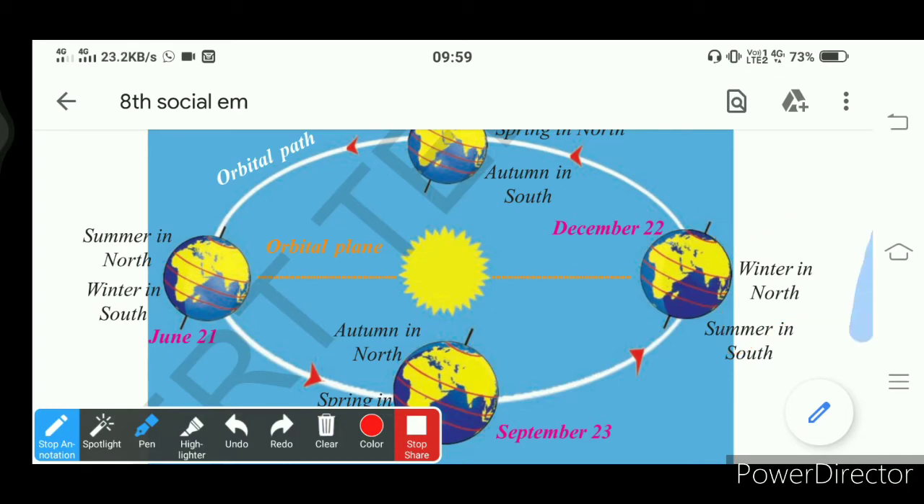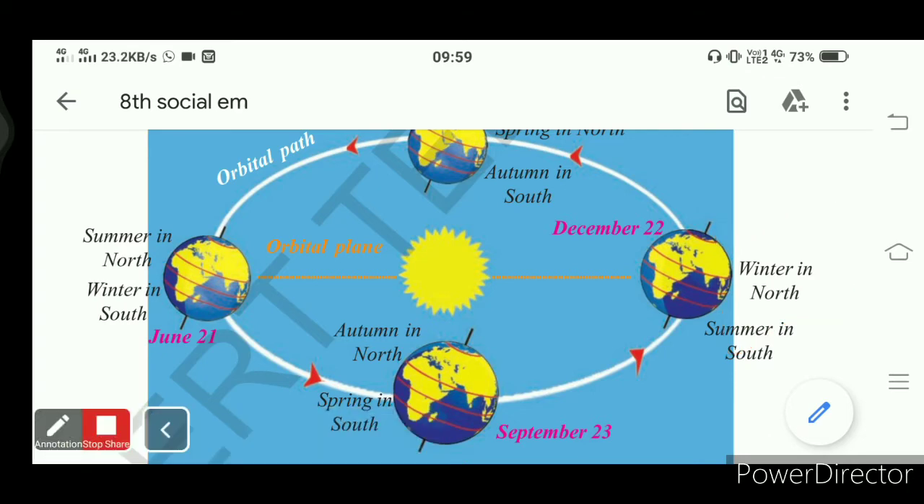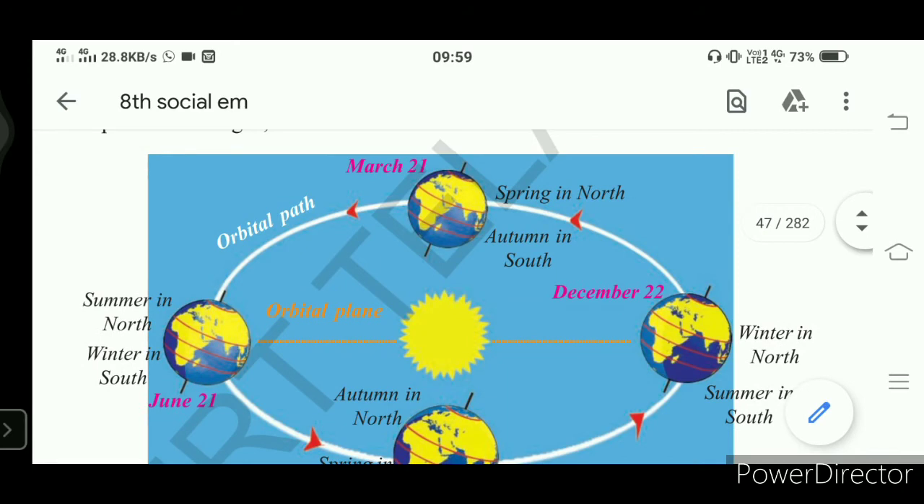That is a thing, understand? And next, when it comes to March 21st and September 23rd, you see that there will be equal day and night at the equator. That also I'll show you.